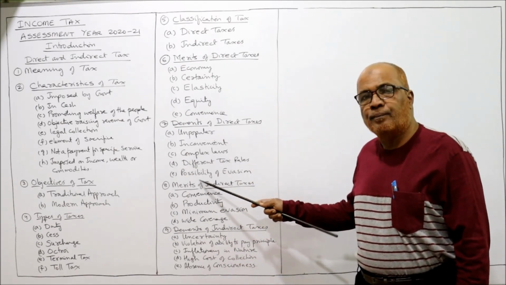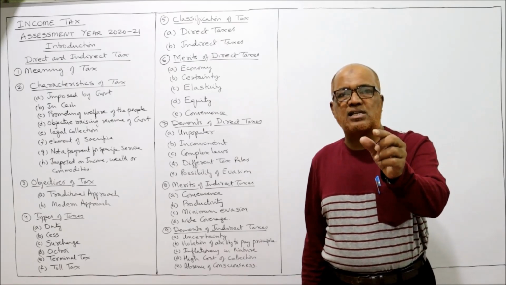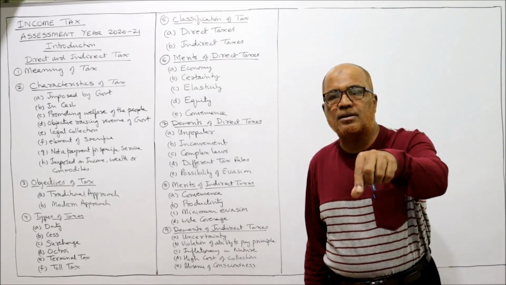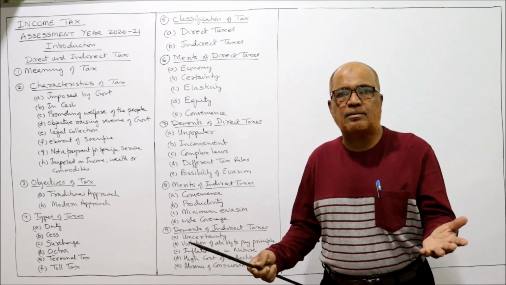These are the demerits. Now, what are the merits of indirect taxes? Indirect taxes are those taxes which are imposed on one person but paid by another person. Example of indirect taxes: sales tax.